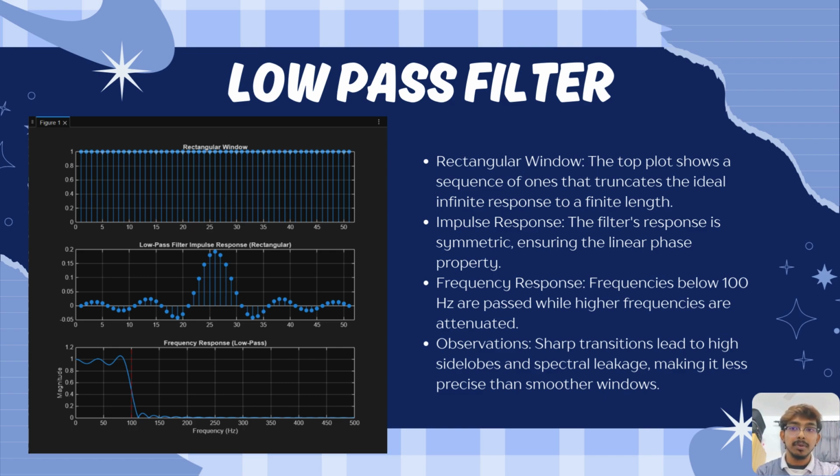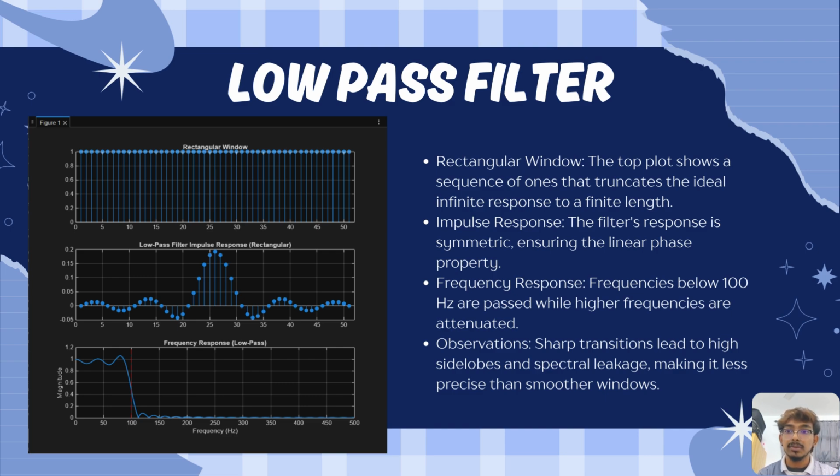Okay, now we are moving to the low pass filter signal result. Here we have shown the diagrams, which are the rectangular window, the impulse response, and lastly the frequency response. For the first diagram, which is the rectangular window, the top plot shows a sequence of ones that truncates the ideal infinite response to finite length.